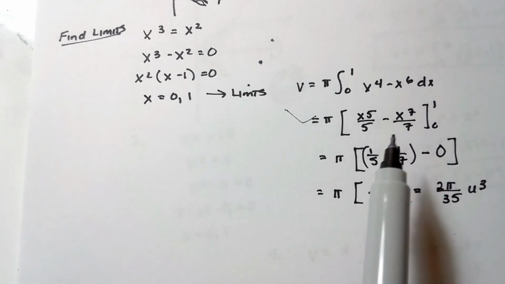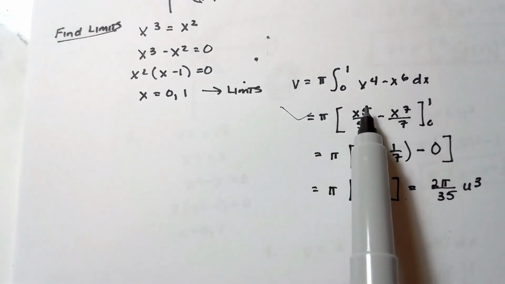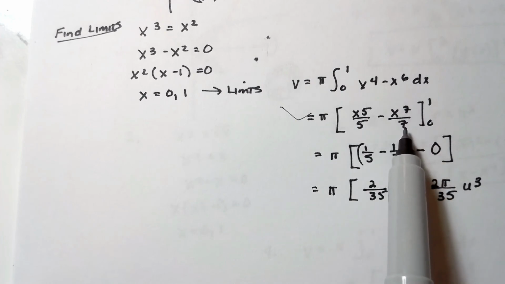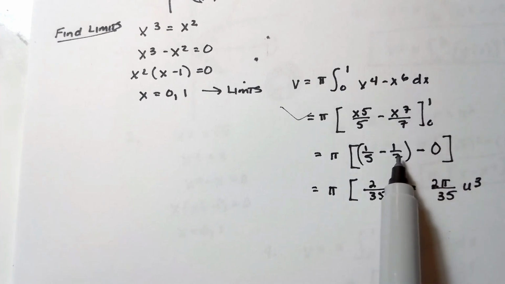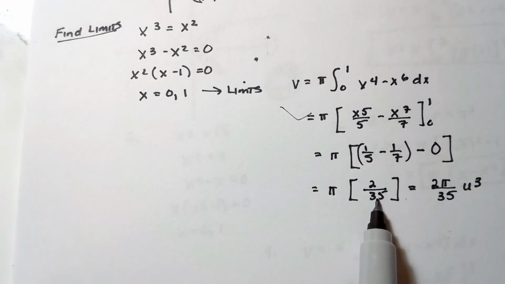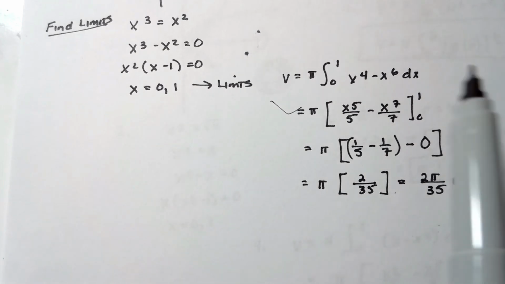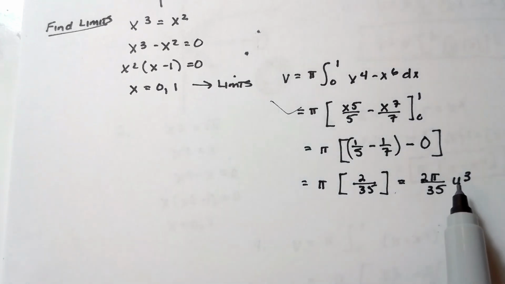And I did it by hand again, because most of them you can do by hand. Anyway, I get x to the 5th minus x to the 7 over 7, evaluated from 0 to 1. We're going to have 7 minus 5 is 2 over 35 times pi, so 2 pi over 35 cubic units, because again, this is volume. And that's what we need to do.